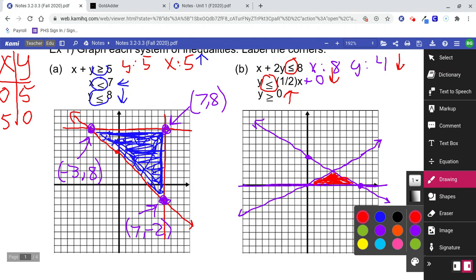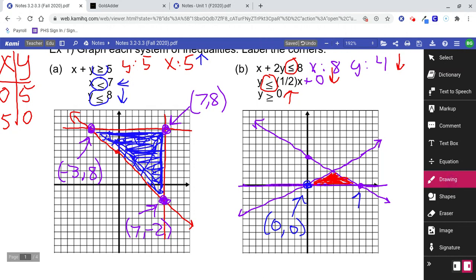Okay, so the last part is let's label the corners. So we've got a corner here at 0, 0. And a corner here at, what is that point, 8, 0. And then this one, you know, hopefully you did a neat graph. Hopefully you counted carefully. Looks like the point 4, 2.